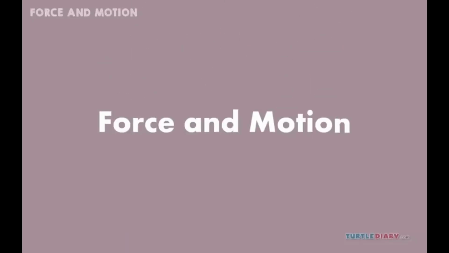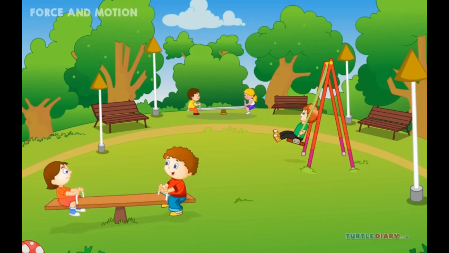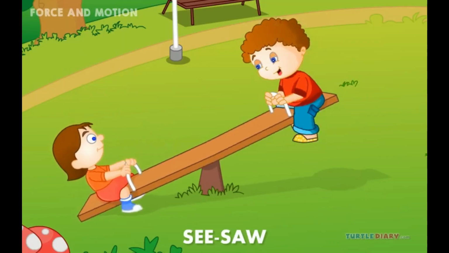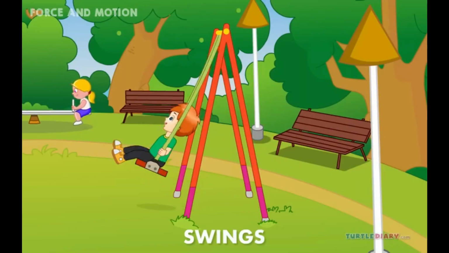Force and motion. Imagine you're playing in a playground. Think of all the things around you that can move. The seesaw goes up and down. The swings go back and forth.